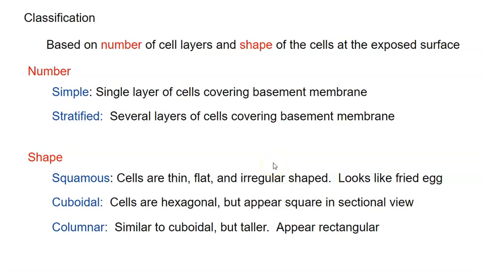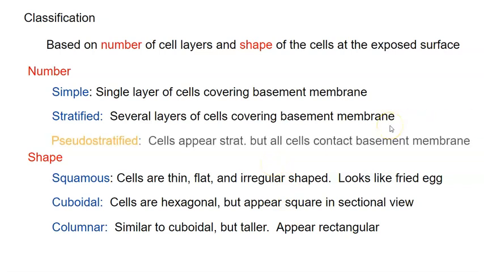And then let's add two other words here, not really layers. Pseudo-stratified. You know what pseudo means? That means false. So this gives the appearance that the cells are stratified, but the cells are not. They actually all connect to the basement membrane. And we'll see some examples of this.